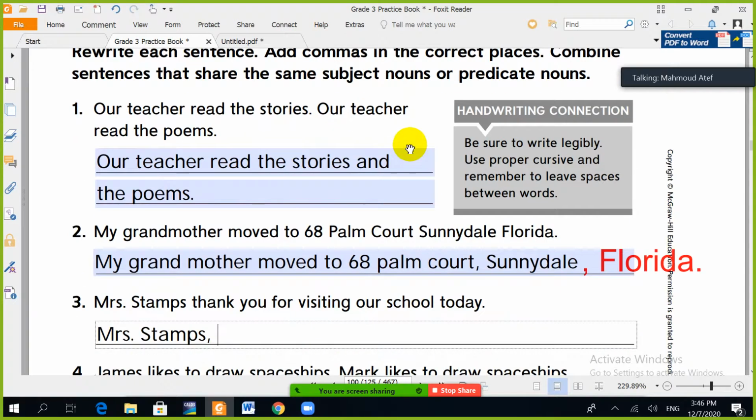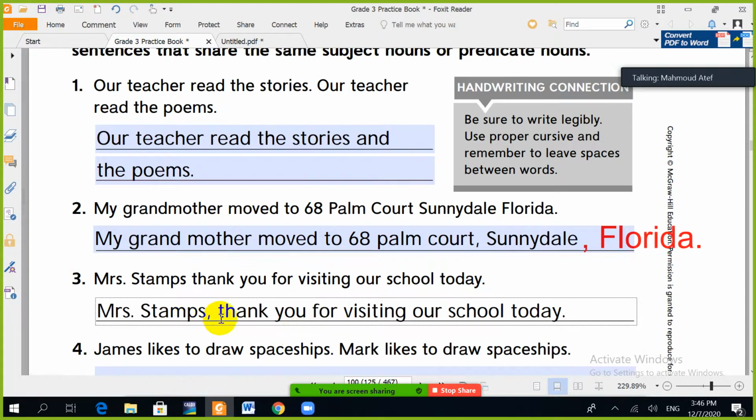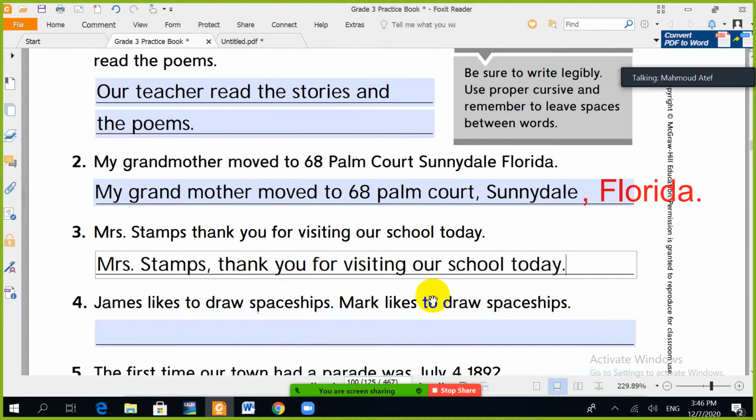Faisal, why are you coming late? I said Faisal, comma, and after that we complete our words. So here: Mrs. Stamps, thank you for visiting our school today.